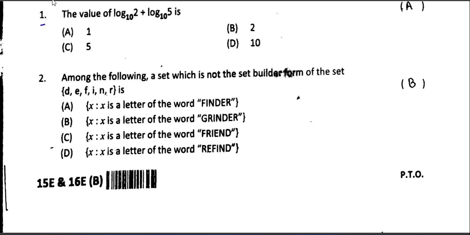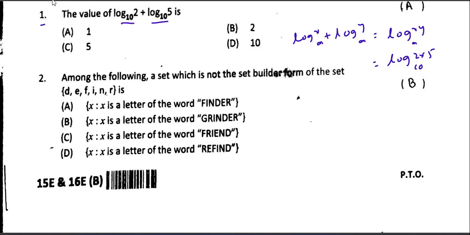First one, చూడండి. The value of log 2 plus log 5, that is log 2 base 10 plus log 5 base 10. It is in the form of log x base a plus log y base a equals log xy base a. So it is log of 2 times 5, that is log 10 base 10. Log 10 base 10 value is 1. So option A. Option A is correct. Next.